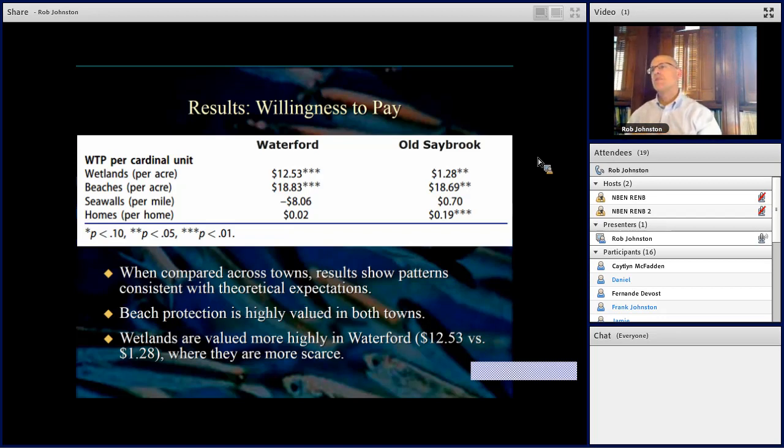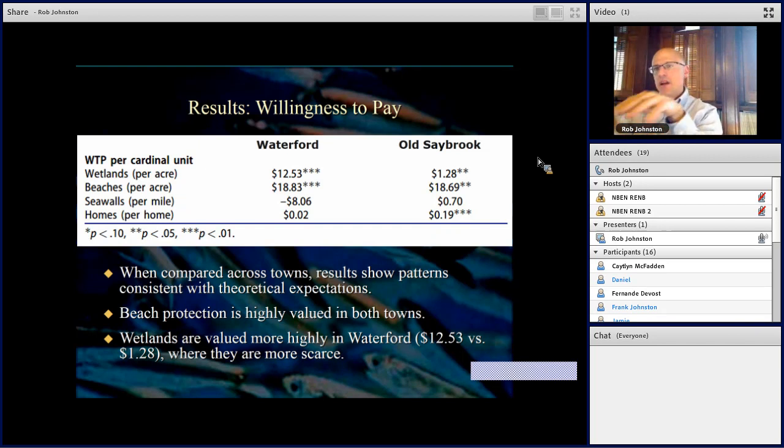Well, it turns out it's because Old Saybrook has a whole lot of wetlands, 477 acres compared to a much smaller number, I think maybe 30, in Waterford. Because there are so many more wetlands in Old Saybrook, each acre just isn't worth as much, kind of diminishing marginal returns. The more you have of something, the less that last unit is worth. So Old Saybrook residents, because they have so many wetlands, don't value each acre quite as much. But beaches, they don't have as many of, so they care quite a bit about that.